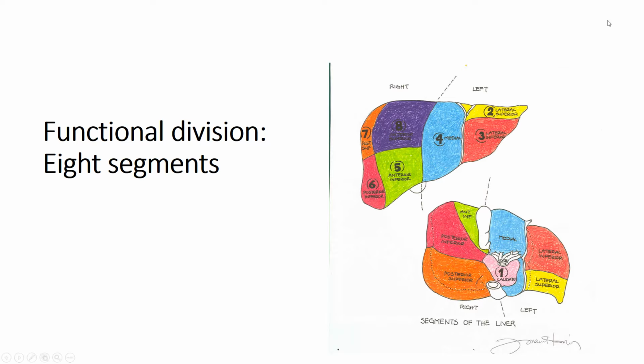Segments 2 and 3 are called the left lateral segment, which mistakenly is assumed to be the left lobe. But that's only a portion of the left lobe because the left lobe consists of segment 1 in the back here, 2, 3, and 4. The biggest segment in the liver is segment 4. And the right lobe is composed of 5, 6, 7, and 8.